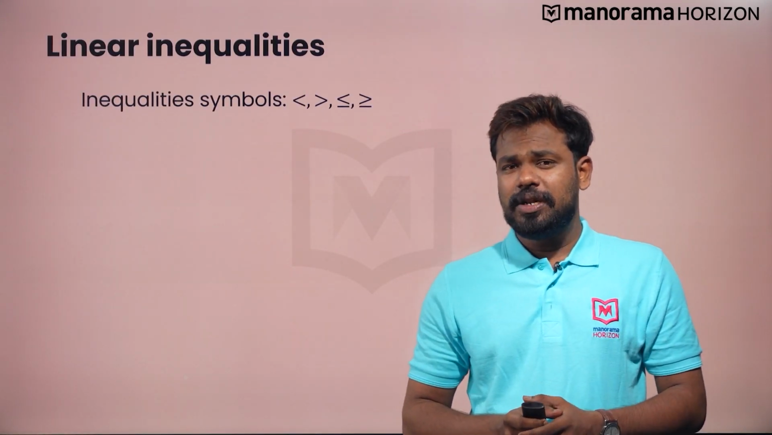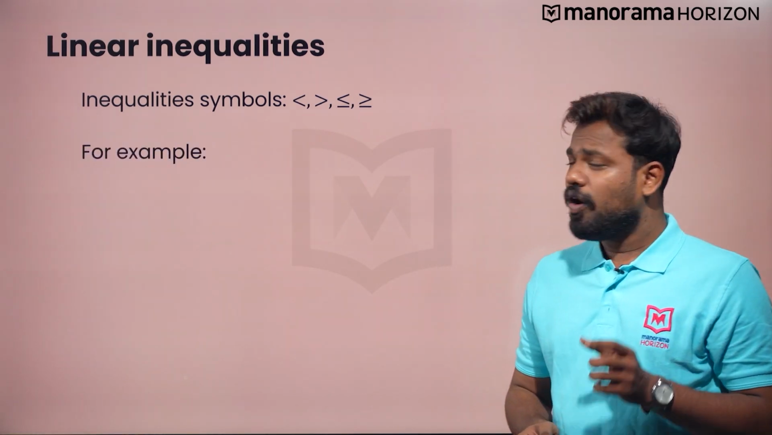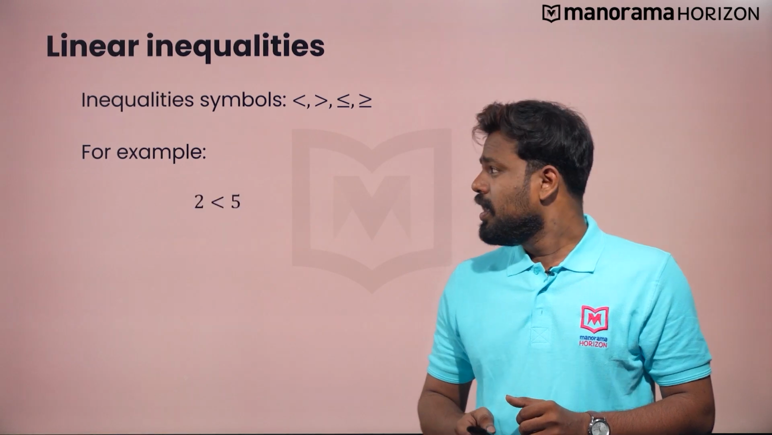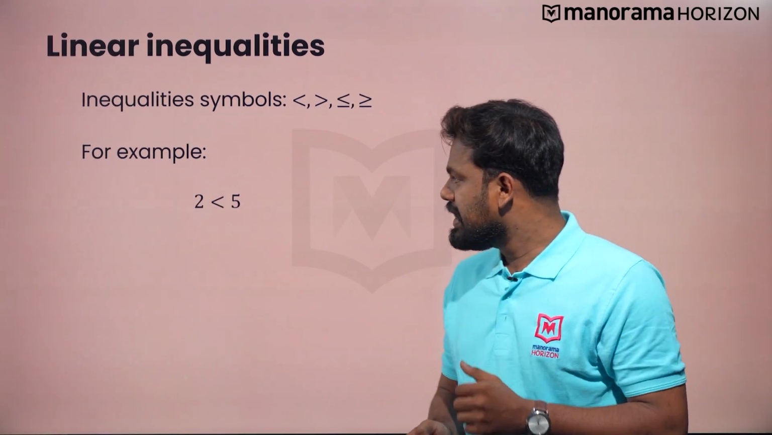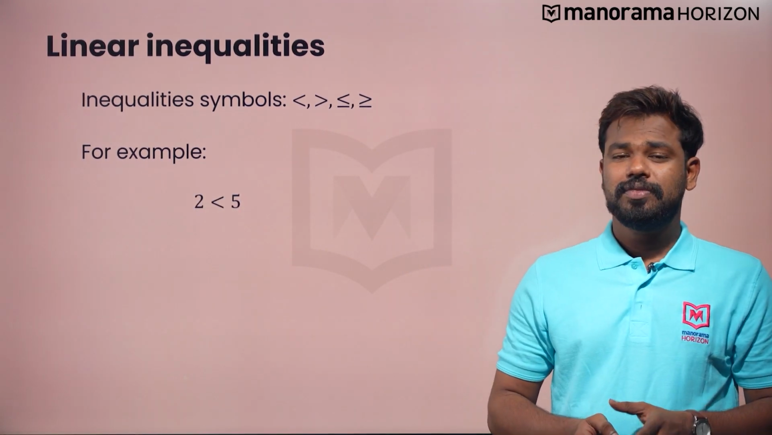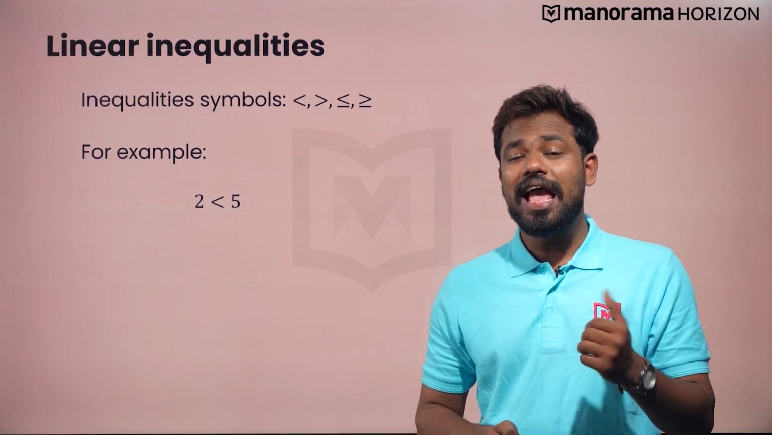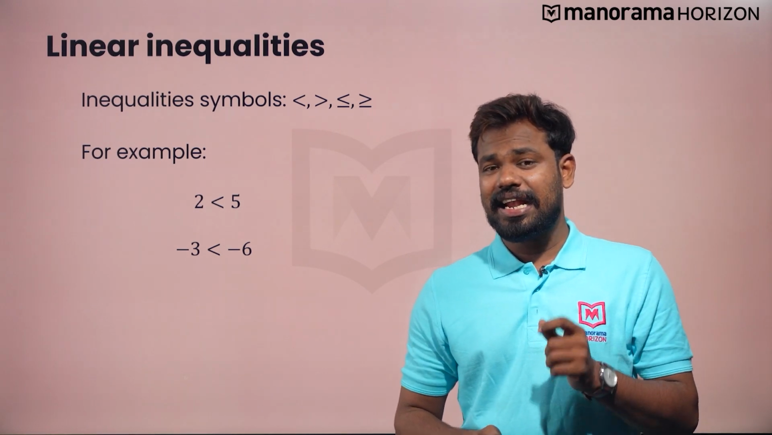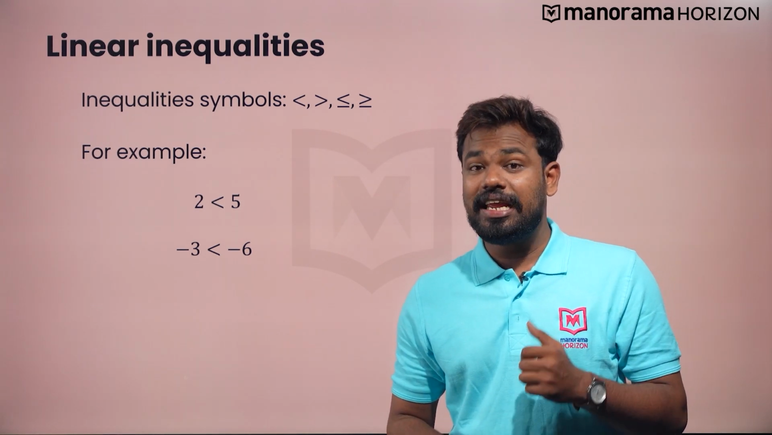Inequality symbols are mainly what? Less than, greater than, greater than or equal to, or less than or equal to. For example, if I write 2 less than 5, that is an inequation. It is not an equation, it is an inequality. Another example is minus 3 less than negative 6. That is also an inequation.